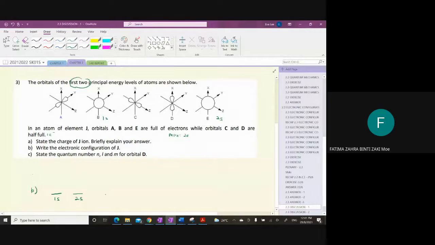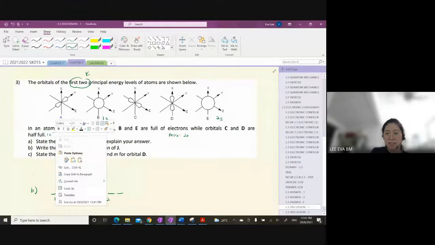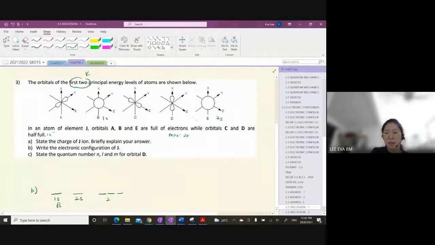Orbital p. And the clue, you can find it from here. First two principal energy levels. That means you only go up until n equals 2. So if you still remember, first energy level, you only got 1s. Second energy level, you got 2s, 2p. So over here, we got the 2p subshell. So 1s is represented by your diagram B, the 2s represented by orbital E. So 2p over here is represented by A, C, and D.